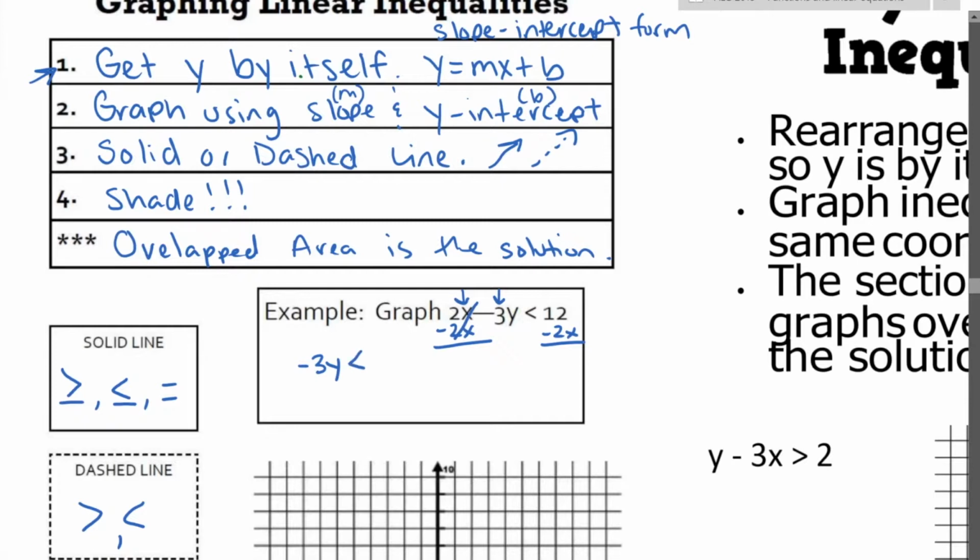Now, are 12 and negative 2x like terms? They are not, so I can't do anything. So I just do 12 minus 2x. Notice I didn't combine them. I just moved it to the side.